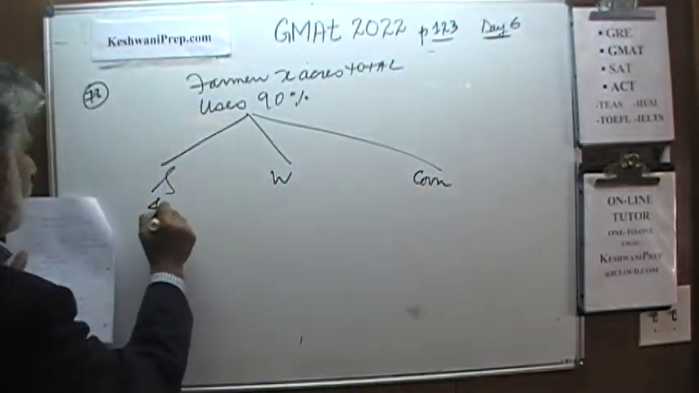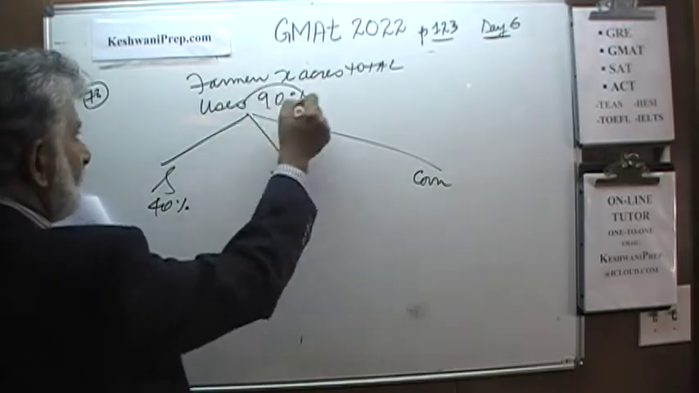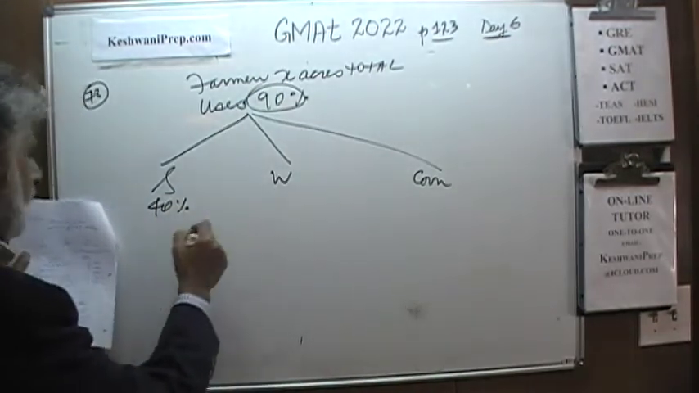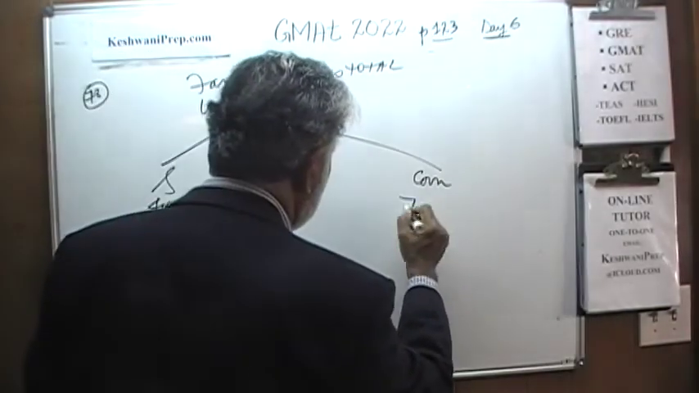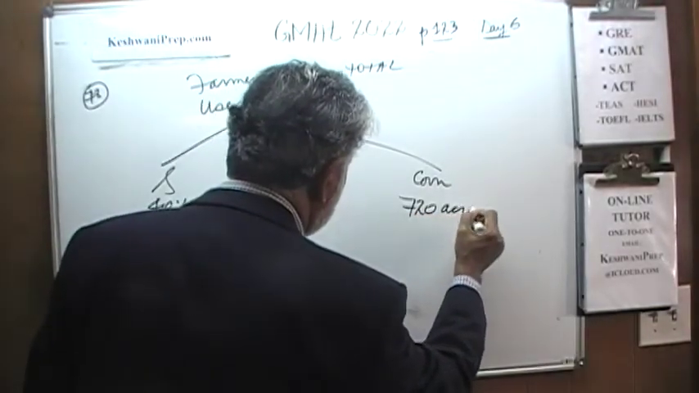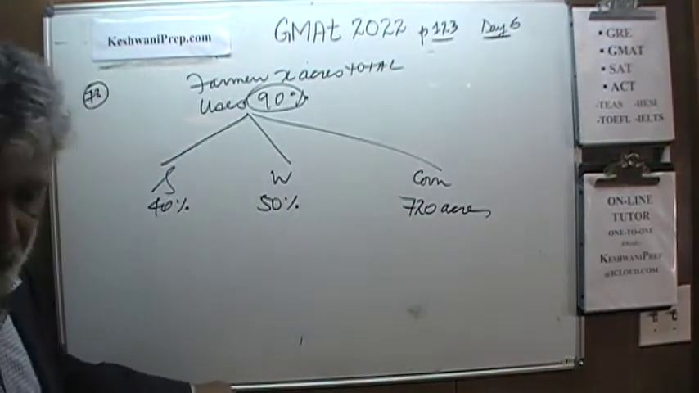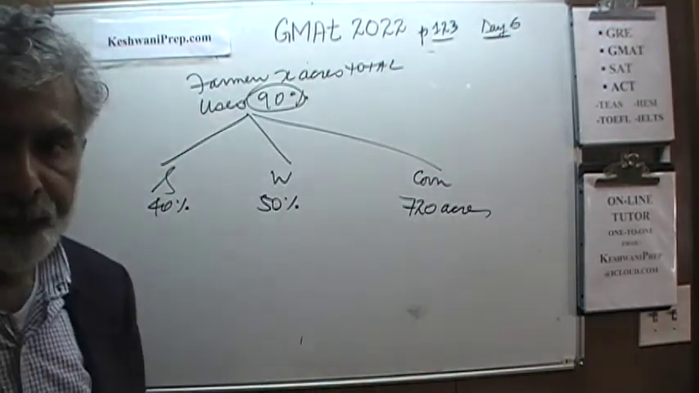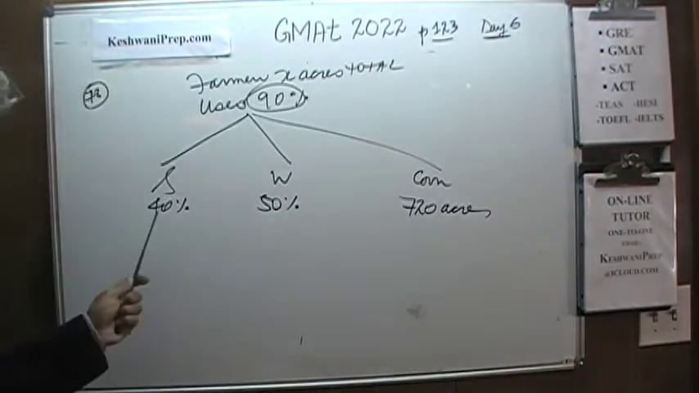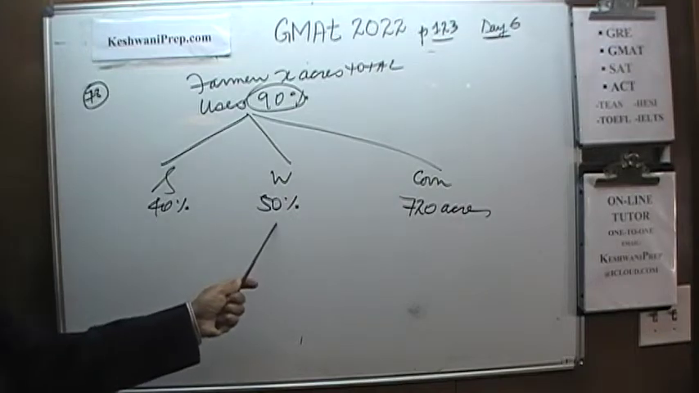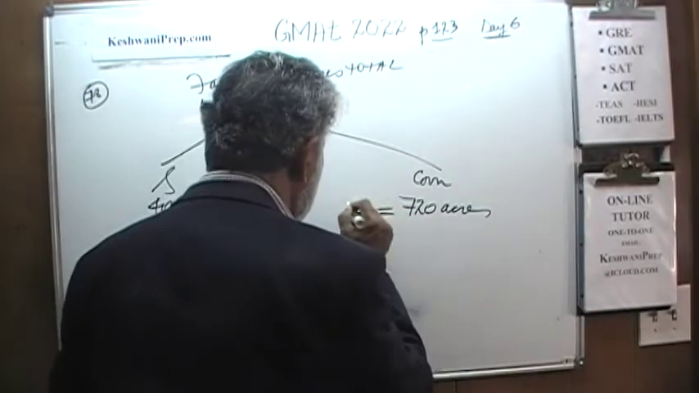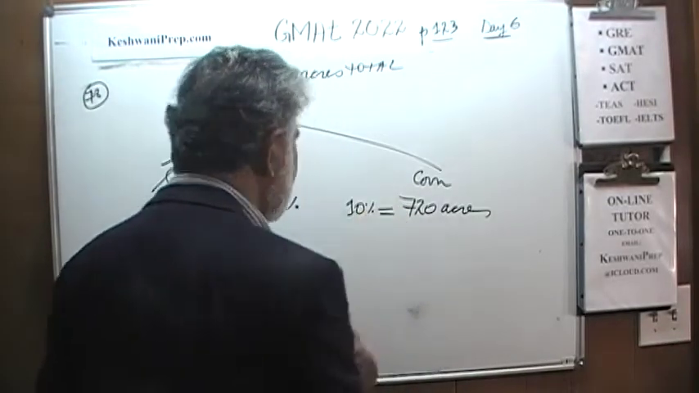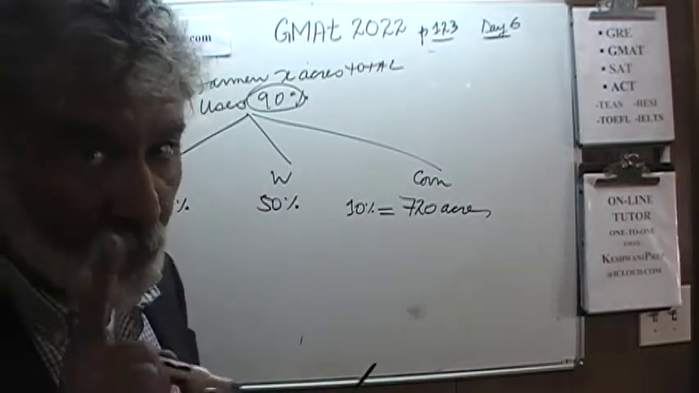We are told that he uses 40% of the land, 40% of this amount that is, for soybean. He uses 50% for wheat, and he uses, we are told, the remaining 720 acres for corn. Let's begin, shall we? Since this is 40% and this is 50%, this 720 must represent 10% of the land that he is actually using, not the total land.